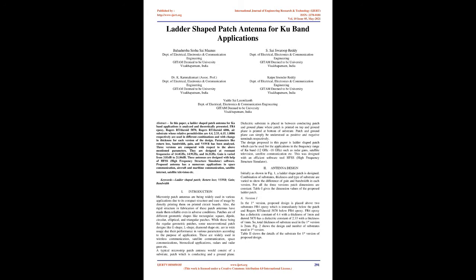Parameters like return loss, bandwidth, gain, and VSWR have been analyzed. Three versions are compared with respect to the above-mentioned parameters. They are designed at resonant frequencies of 14.4 GHz, 14.9 GHz, and 16.2 GHz. Gain is varied from 3.81 dB to 21.84 dB. These antennas are designed with the help of HFSS, High Frequency Structure Simulator, software.